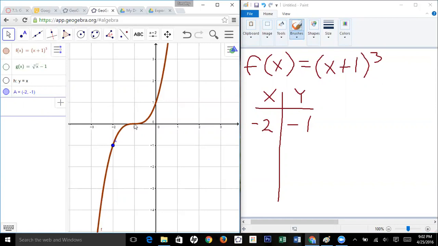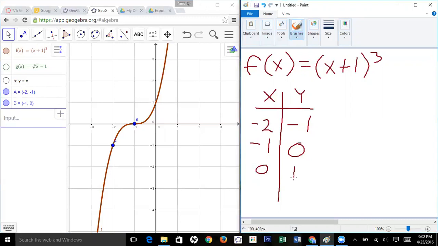Another point that I can locate right here is the point (-1, 0). So I'm going to put that (-1, 0) because it's left one and not up and down any. So (-1, 0), put that on the graph. I can see that point is point B. The third point I see is the point (0, 1), where it crosses the y-axis. If I plot that, we can see where that's at for sure, is at point C.